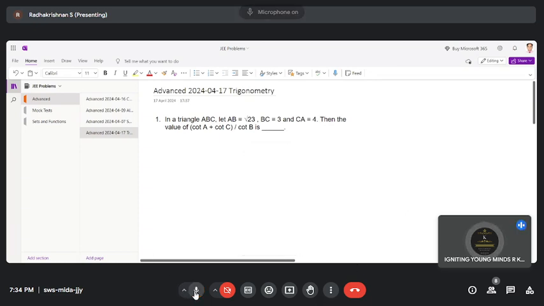Let AB be equal to root 23. BC, CA, the three sides are given: root 23, 3 and 4. So we should find the value of (cot A plus cot C) by cot B.